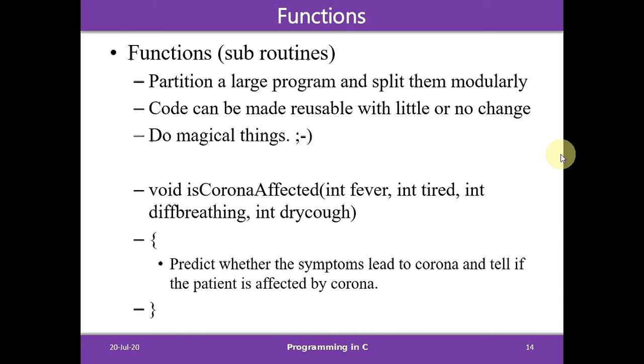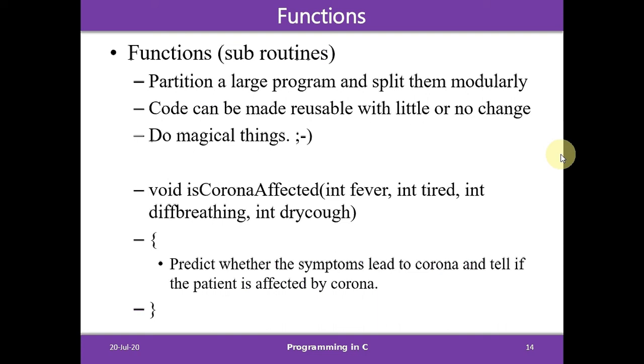So for example, this function, isCoronaAffected, can be called in your main program, and the fever, the level of tiredness, the difficulty in breathing, and the dry cough can all be given as input to the function. The inputs to the function are normally given through the parameters specified within the brackets of the function.